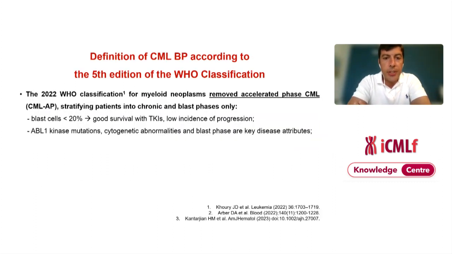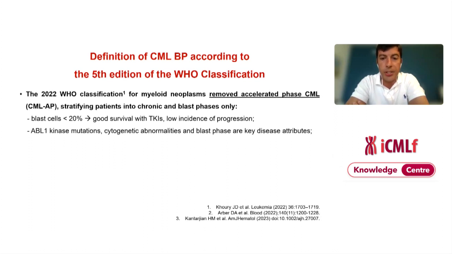In the last version of the WHO classification, important changes have been proposed. In particular, the new version of this classification removed accelerated phase CML, stratifying patients into chronic and blast phases only. We consider a blast phase when the blast percentage is higher than 20%. Why has this change been proposed?